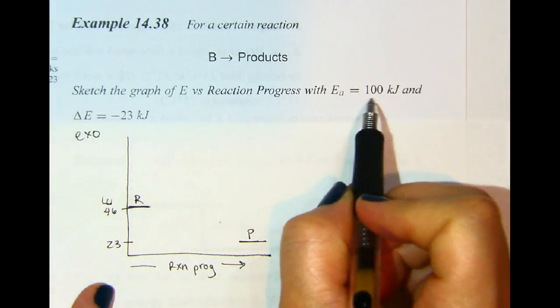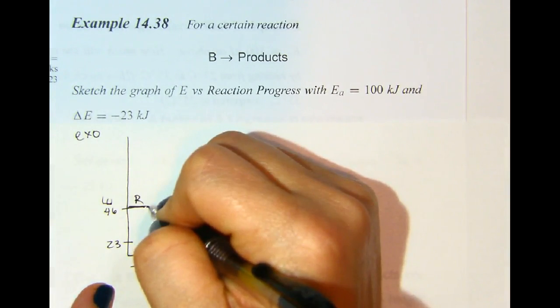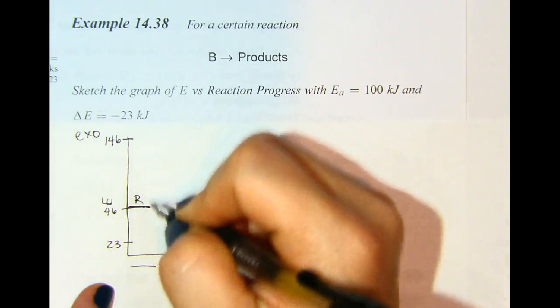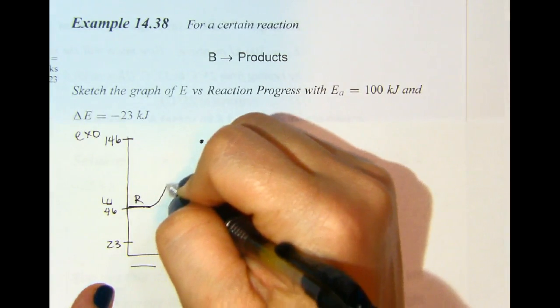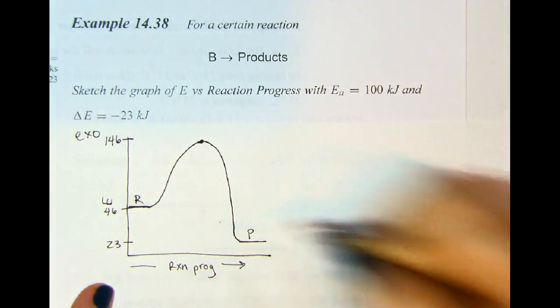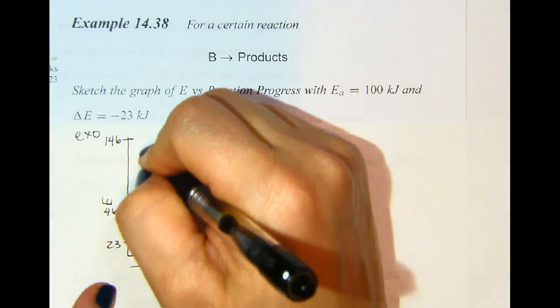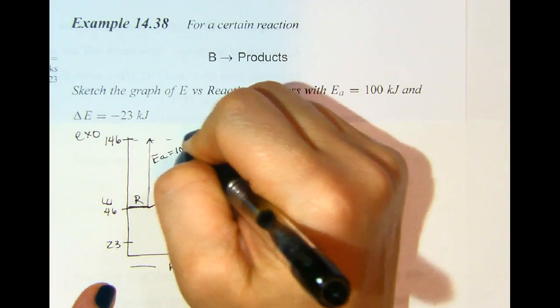Now, the activation energy is 100 kilojoules. So from the point of reactants, you should go up by 100 kilojoules, so let's call this 146. And so up here is the top of the hill where the activation energy lies. And so we can connect the rest of this. And so that's a general sketch of this reaction pathway. Obviously not to scale, but it's just asking you to give a general sketch of the graph. So from this point to this point is where our activation energy is, and it equals 100 kilojoules.